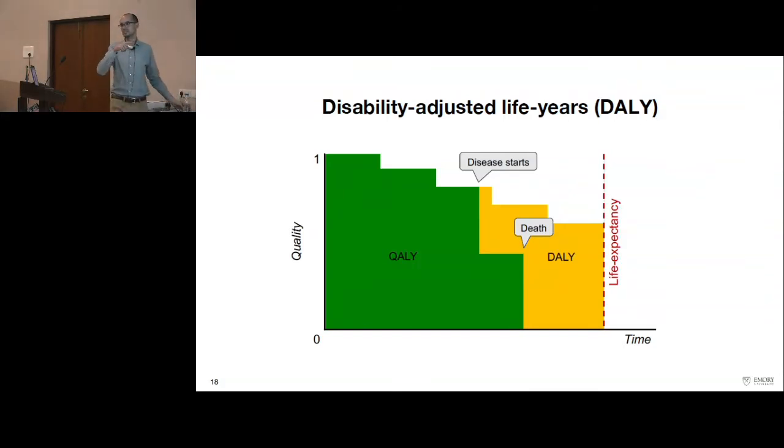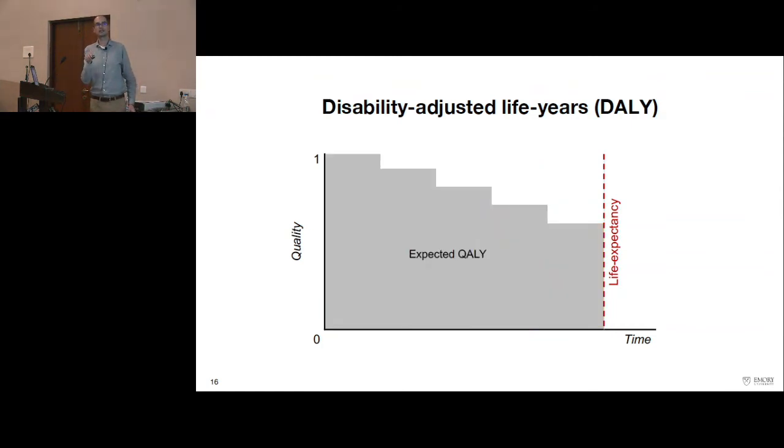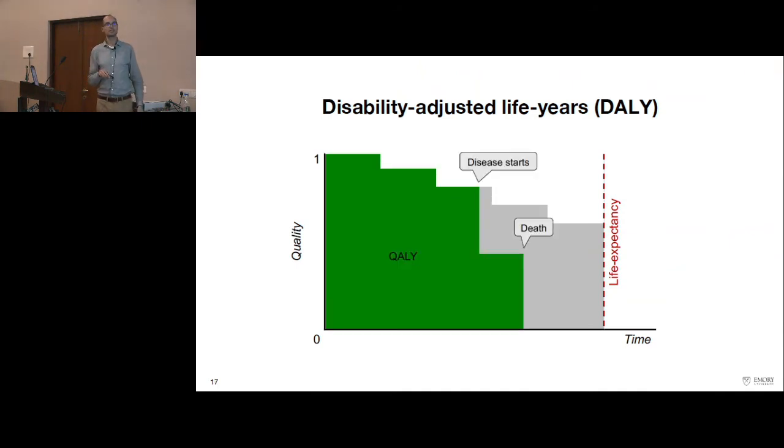So this disease led to the fact that this person was expected to gain this many QALYs if they didn't get sick, but they did, and they had this reduction in QALYs, which is essentially the DALYs. So due to that reduction in quality, it's due to the disease.